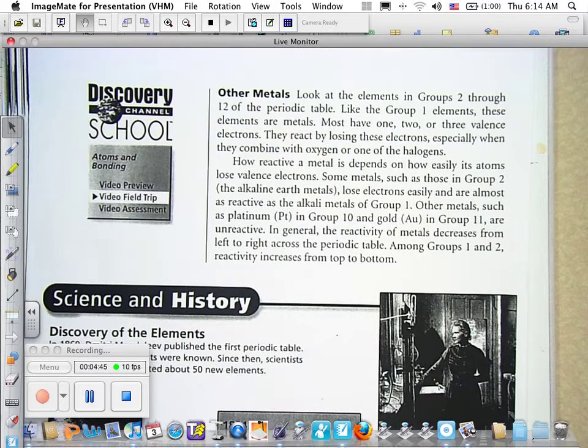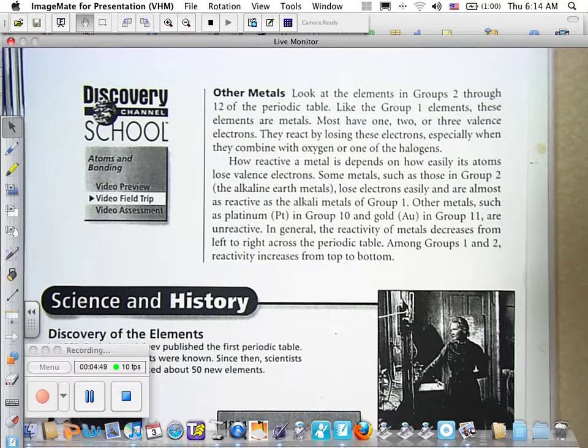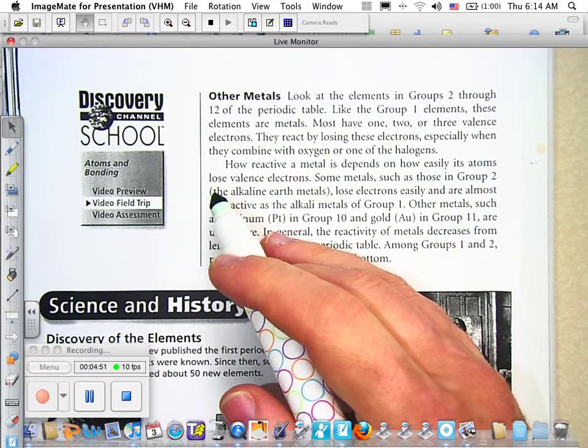We've learned that alkali metals lose an electron to become more like noble gases. All right. Pause. Welcome back.